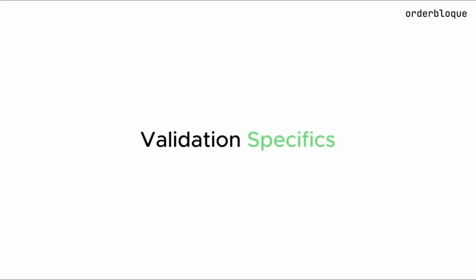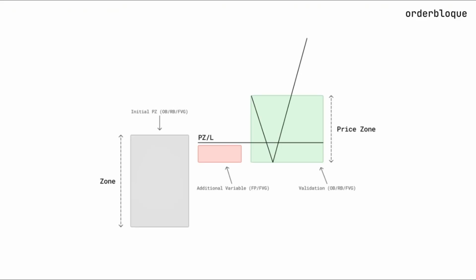Validation specifics. In cases when a price zone has been identified but there is also an additional price zone or level, variable from the high impact category, inside or before it on one time frame lower, then there are two options for how to proceed.